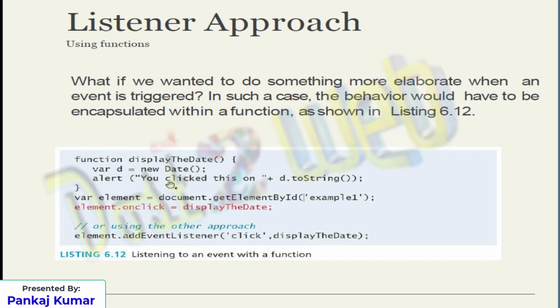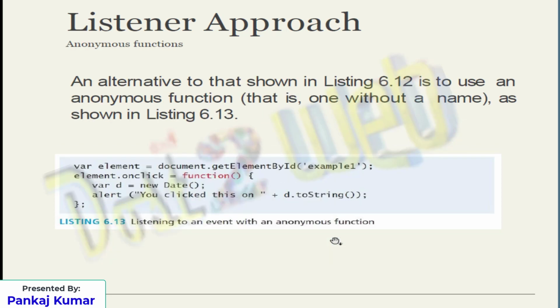You have to display it in the document, right? In the HTML element. Then you have to define another variable. What are you going to do? Where? That is the element example 1. The moment onclick happens, it will display the date. In the same way, if you are using the other approach, then you are going to use element dot addEventListener, and then click and display the date. So this way you can add the function and call the method in JavaScript.